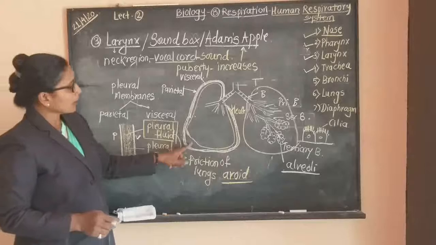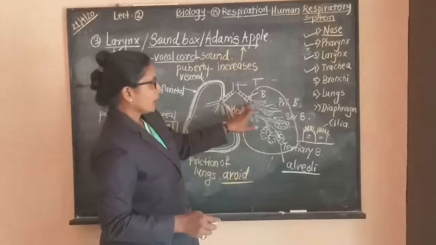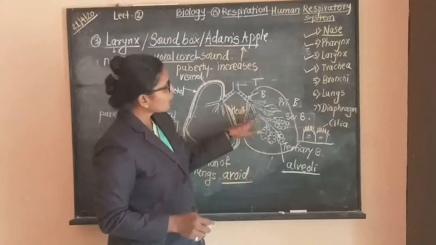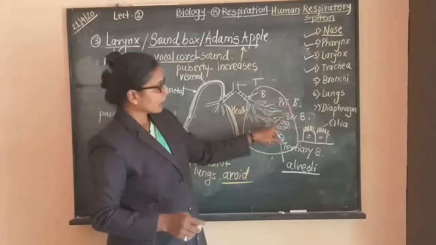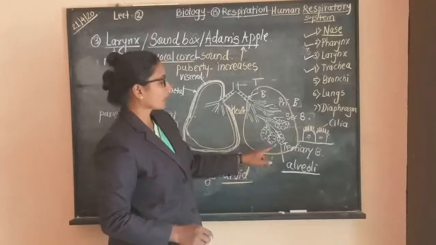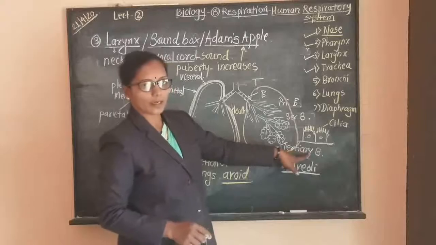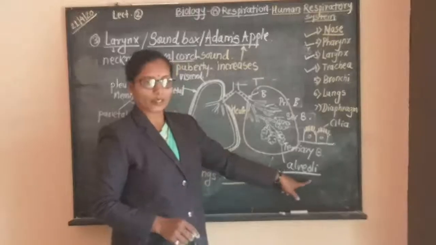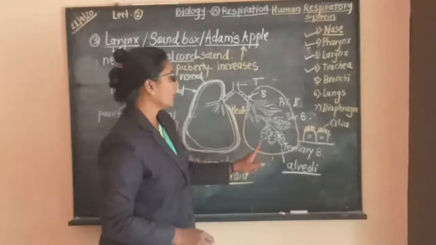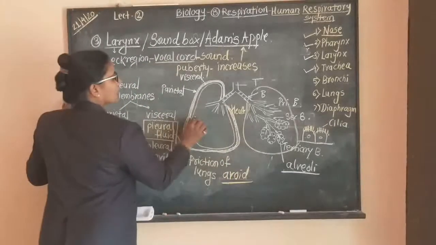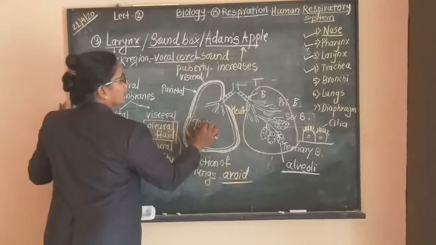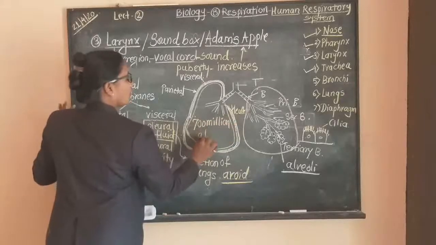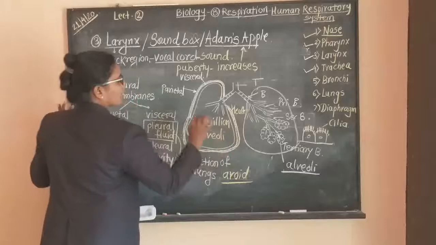Now, internally, these bronchi enter the respective lung and divide into primary bronchi, then secondary bronchi, then tertiary bronchi. And these tertiary bronchi open into the alveoli. Now see, inside the lungs, nearly 700 million alveoli are present.